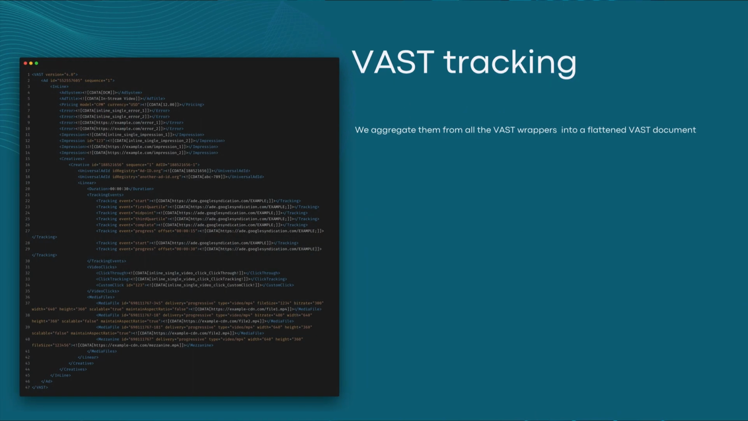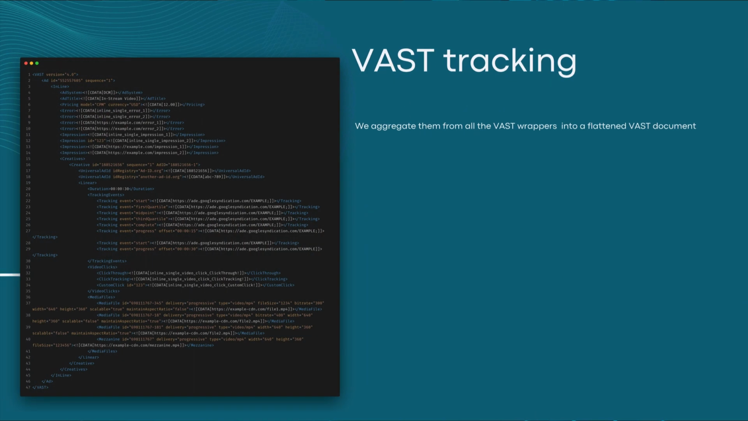What we then will be doing is to aggregate all the VAST wrappers into one flattened VAST document, including all the events and all the tracking URLs. I won't get into details here, but as you can see here, we have all the events with tracking URLs and a lot of stuff around, which you may know if you are already using VAST documents. These tracking events are important for your payment and are usually triggered by SSAI, the server-side ad insertion.